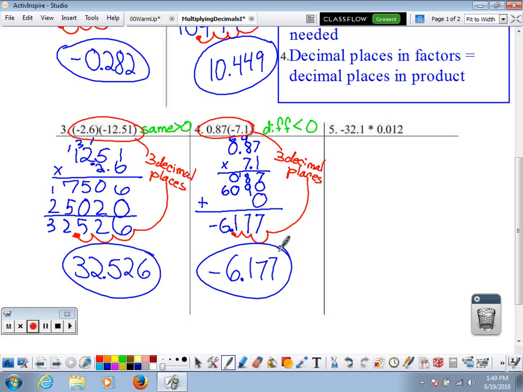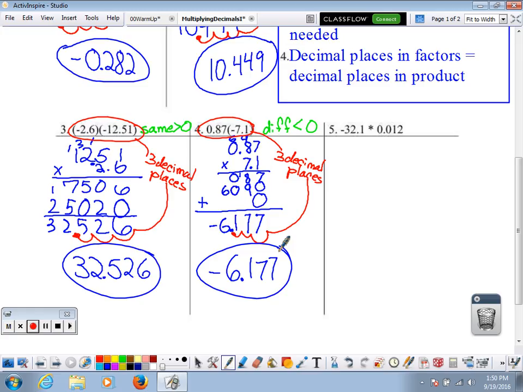Now, I want to point something out. All 4 of the examples that we've done have had 3 decimal places in their product. That is just a coincidence. Okay, we can't count on that happening every single time. In fact, we can have any number of decimal places at any given time. It depends on the decimal places in our factors. So don't think that it's always going to be 3 just because these ones were. It won't always be 3. Okay?